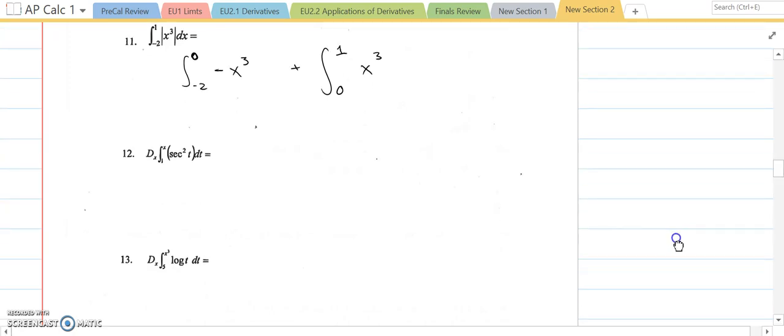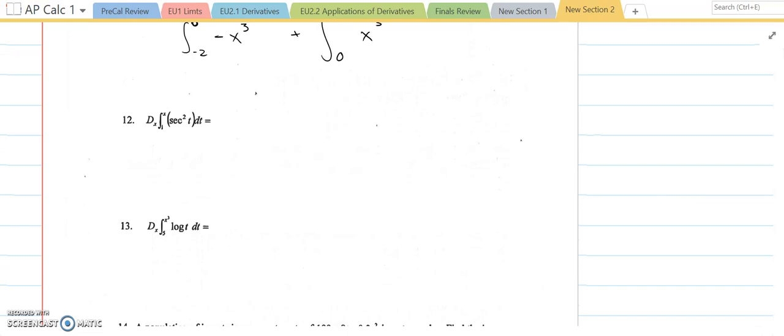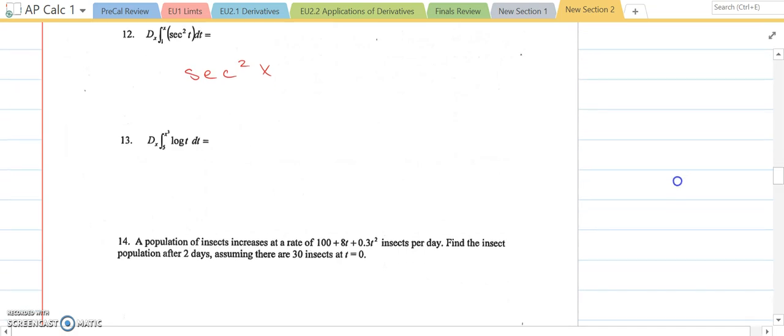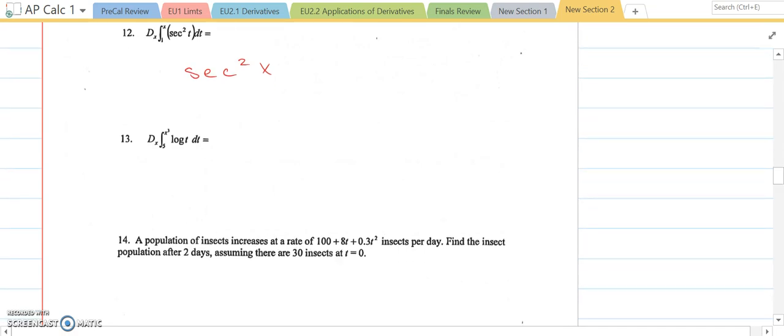Looking at number 12, what's the antiderivative of secant squared? Tangent. What's the derivative of tangent? Secant squared. Remember, that second part, because it's just a value of x, since it doesn't have an x, the derivative of that would just be 0. Cancels back out. Number 13, again, I'm not going to give you questions like 12 and 13, like I said during class, but it's really the same thing.